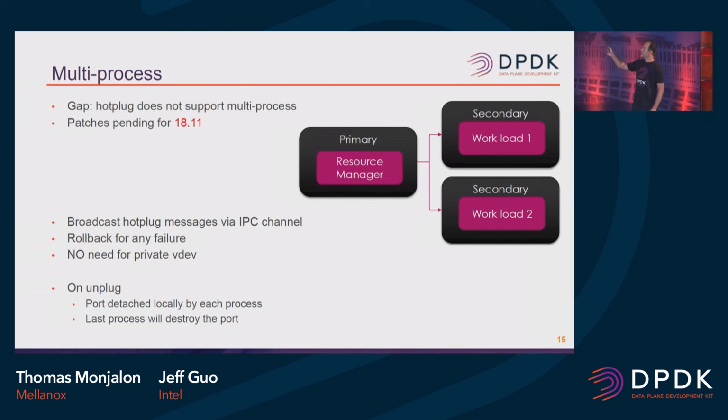And there is also a system to roll back. If one process has a failure, you need also to do the rollback on the other process to be consistent. With this system, all processes know all the devices. So we don't need anymore to have the kind of private virtual device we had before. And it works also when a device is removed for unplug. You remove a device in your process, then you communicate to the other one, you remove the process, and the last process removing the device will completely destroy all the data for the device.